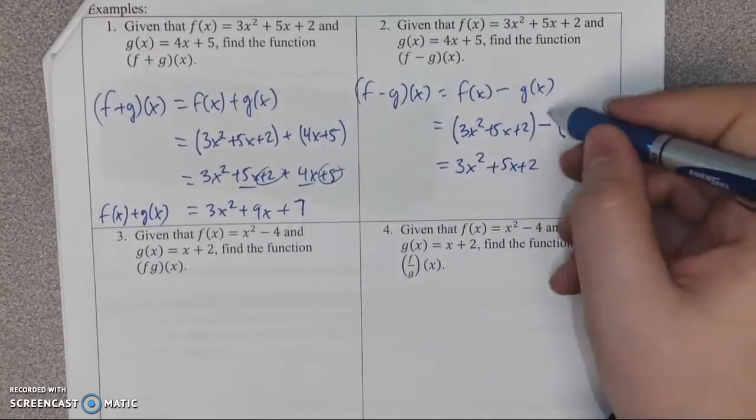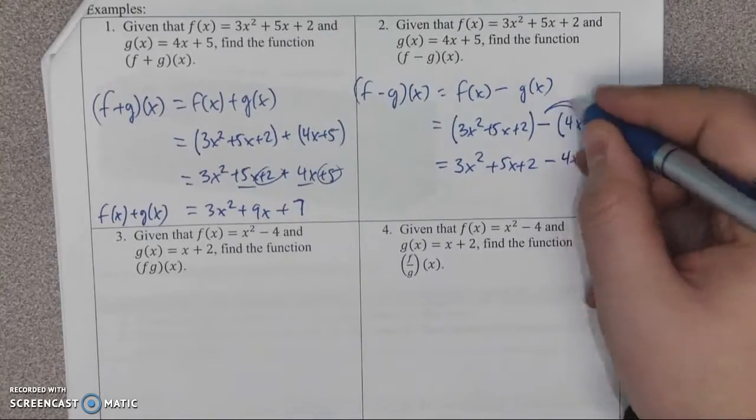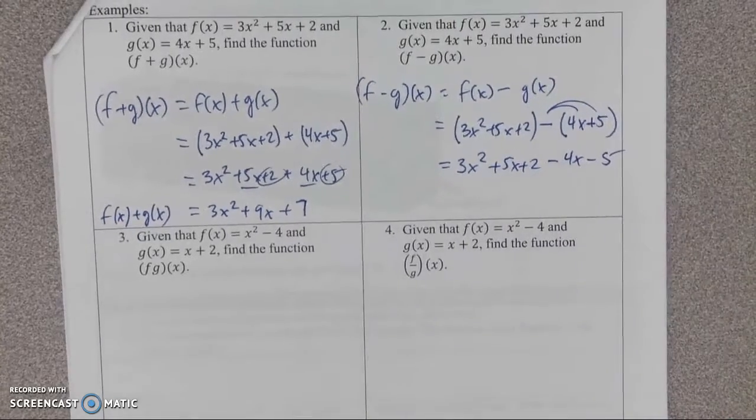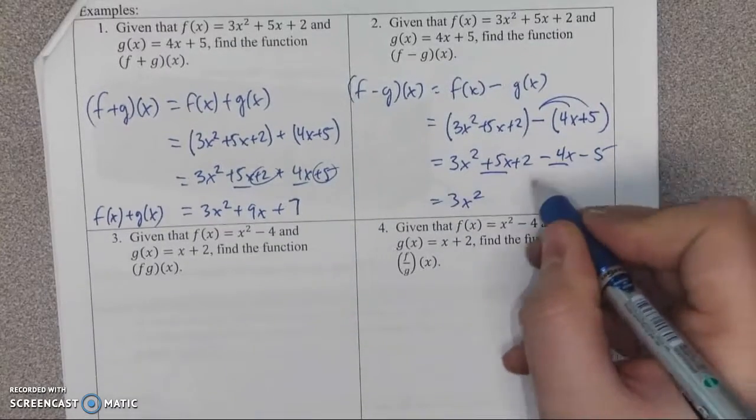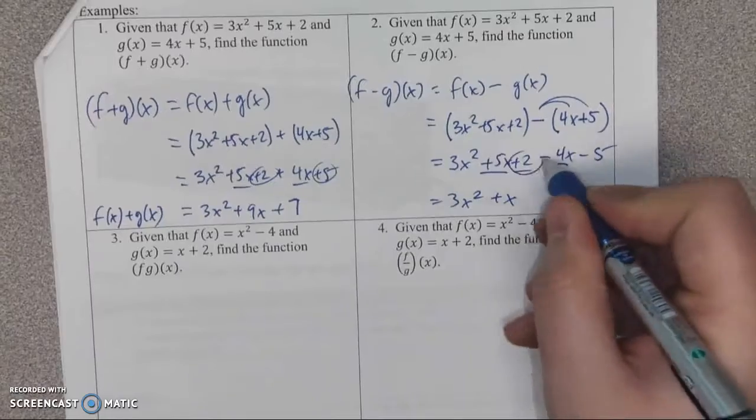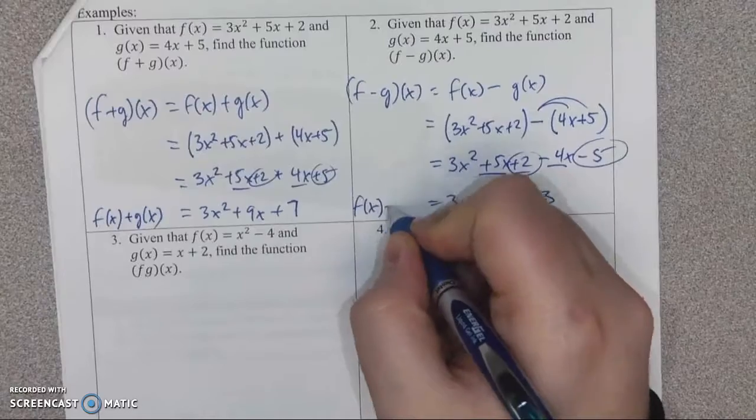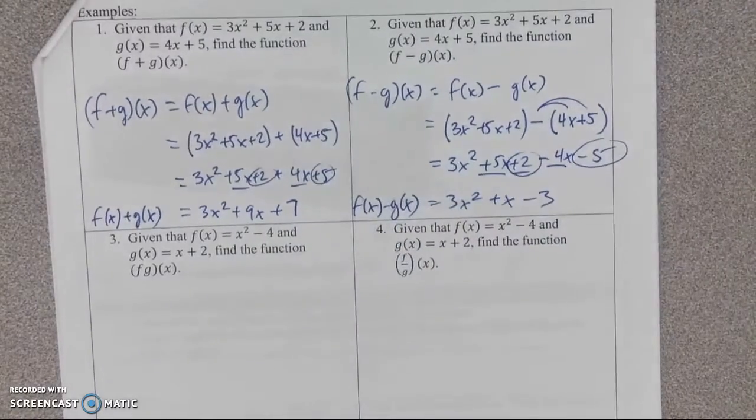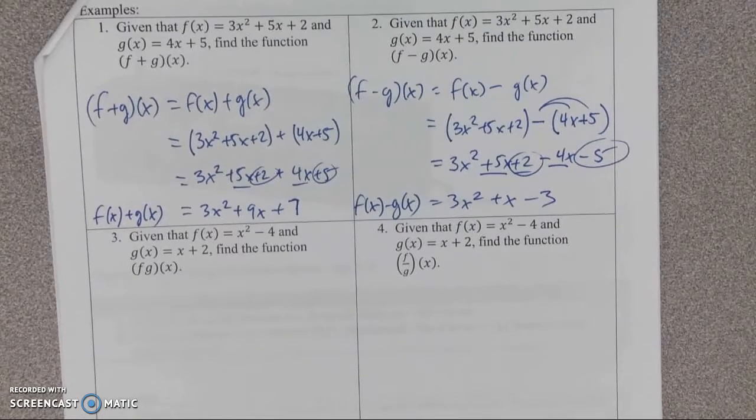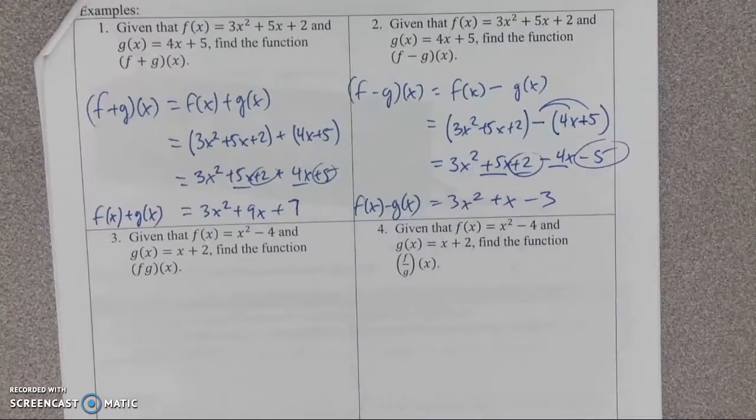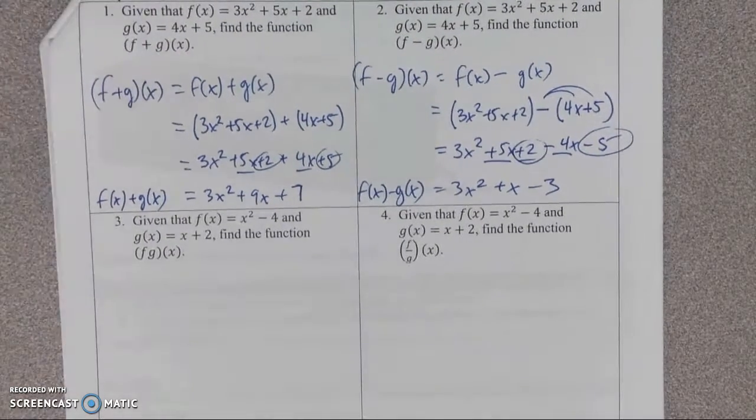Next set, you need to distribute the negative 1. Negative 1 times 4x is negative 4x. Negative 1 times 5 is negative 5. Simplifying this, you have 3x squared. 5x minus 4x is x. 2 minus 5 is negative 3. So we would say f of x minus g of x is equal to 3x squared plus x minus 3. So adding two functions together is nothing more than combining like terms.